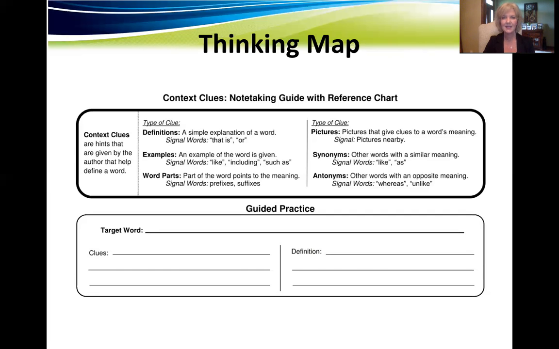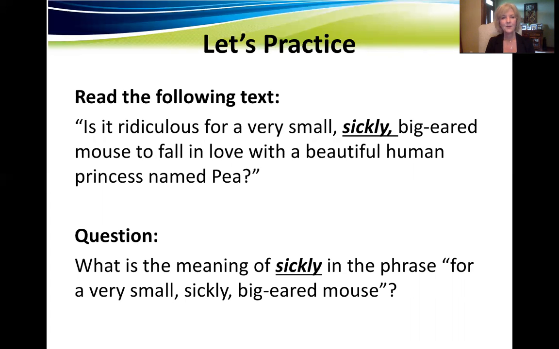Okay, so let's practice. I'll read the following text. Is it ridiculous for a very small, sickly, big-eared mouse to fall in love with a beautiful human princess named Pea? The question is, what is the meaning of sickly in the phrase for a very small, sickly, big-eared mouse? Well, let's look.